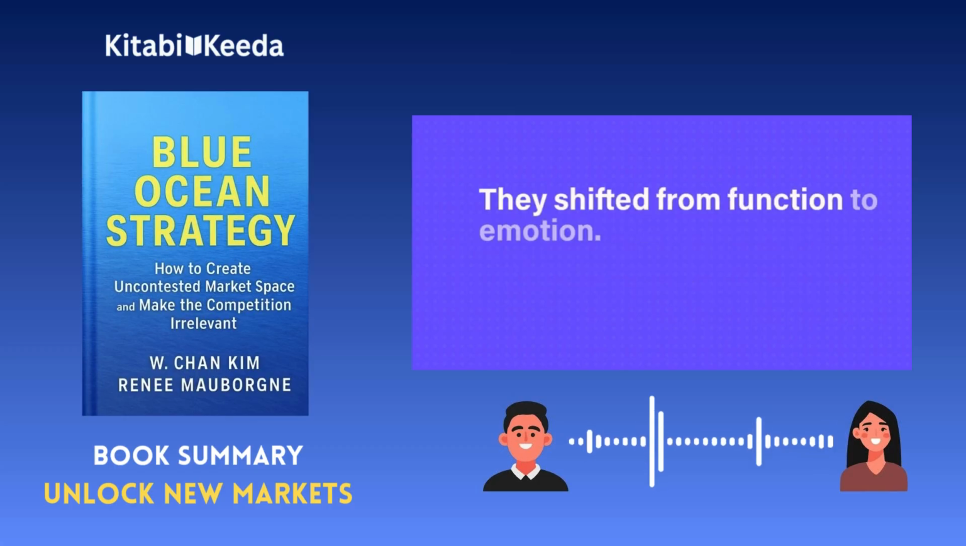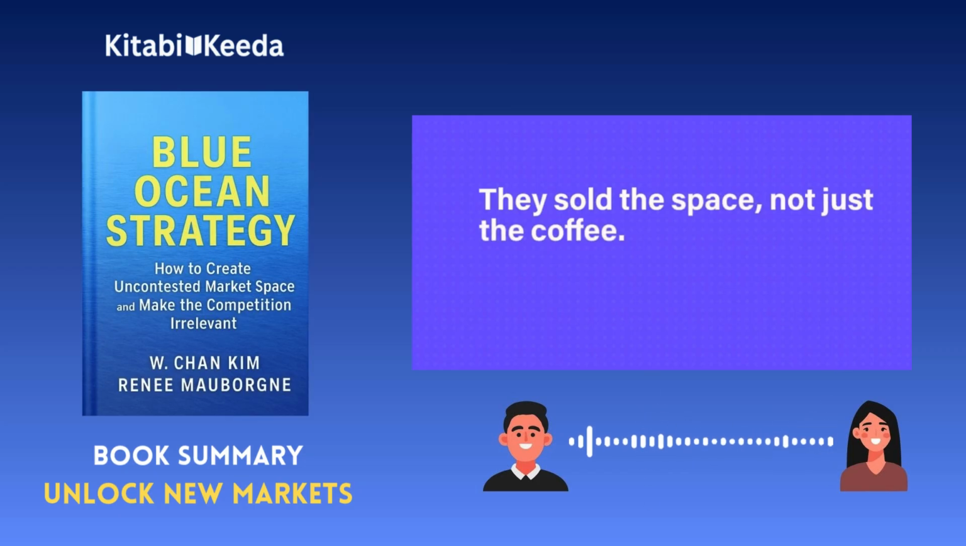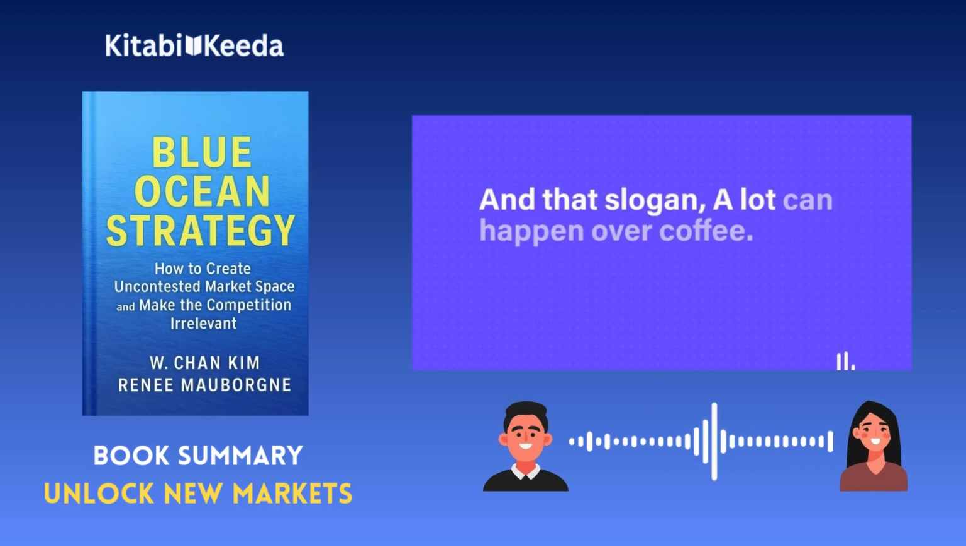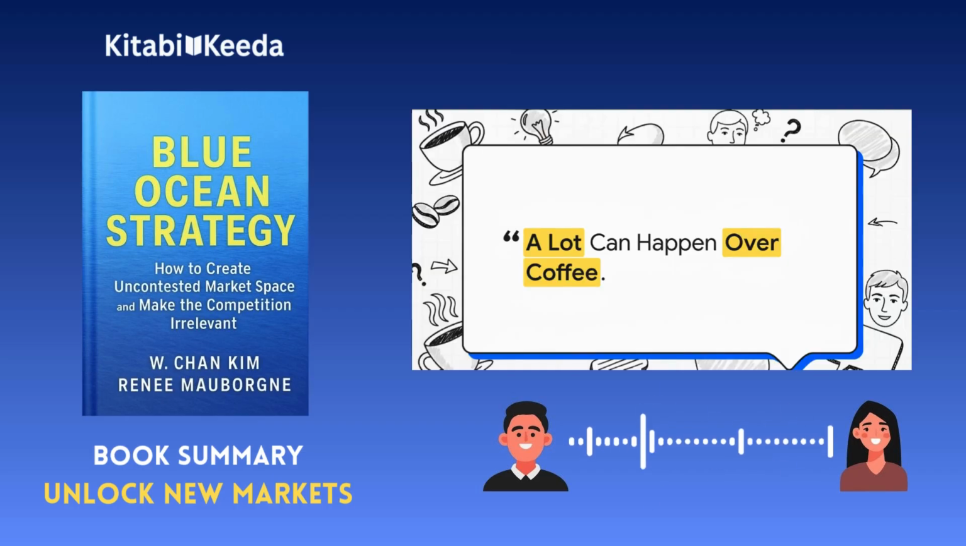They shifted from function to emotion. They sold the space, not just the coffee. Exactly. They didn't just sell a beverage. They sold a safe, clean, air-conditioned place to hang out, a third space that wasn't home or work. And that slogan, a lot can happen over coffee, that said everything.